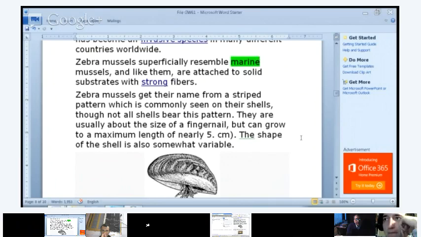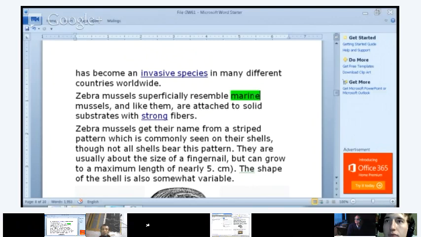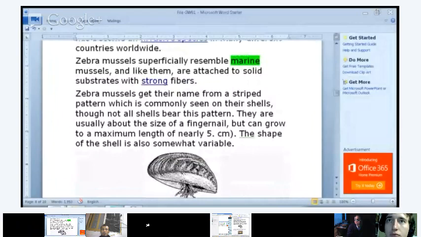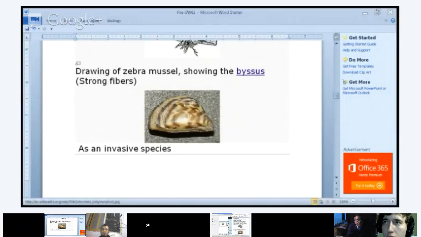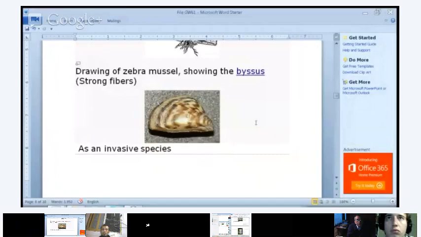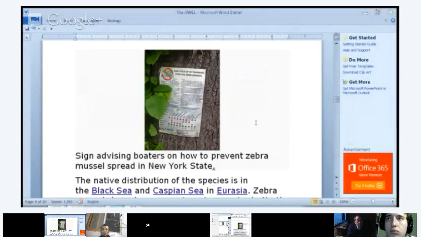Okay. And I just wanted to cover with people, marine refers to the ocean. So zebra mussels resemble, they look like mussels from the ocean, and they are attached to solid objects with these fibers here, which are called byssus. These are the strong fibers that they attach with. And this is a picture of the shell. And zebras are the horse-like animals in Africa, so this is the common name because you have black and white stripes. And here's a sign advising boaters on how to prevent the spread of the zebra mussels.